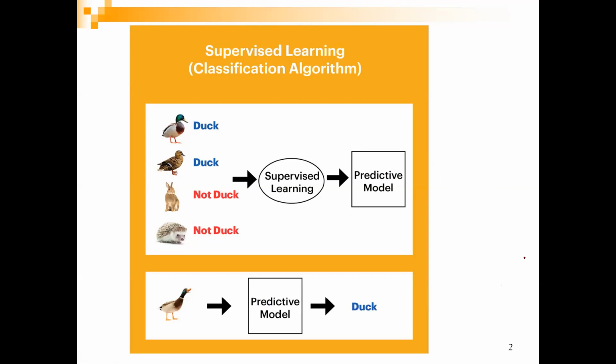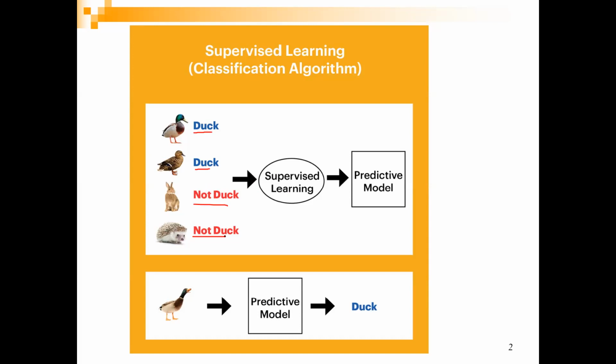Also, this has two steps. In the first step, you need to give it a lot of data with its corresponding labels. So if you see that this is a duck, this is a duck, this is not a duck, this is not a duck, these are called labels. That is, the class. So you have two classes and they are also called labels.